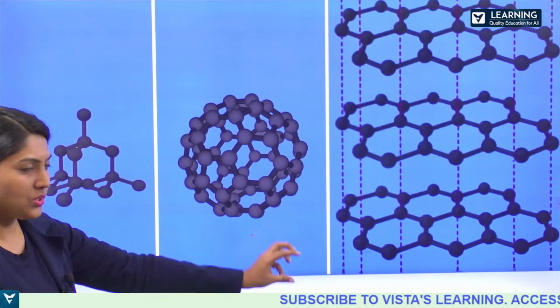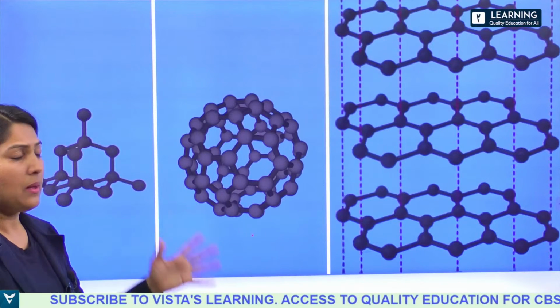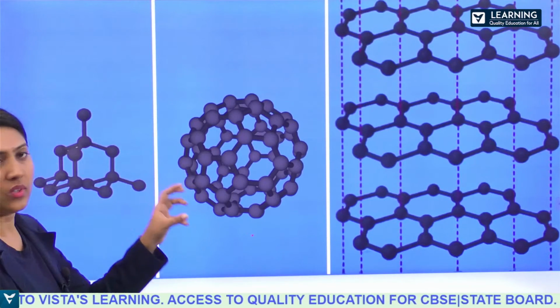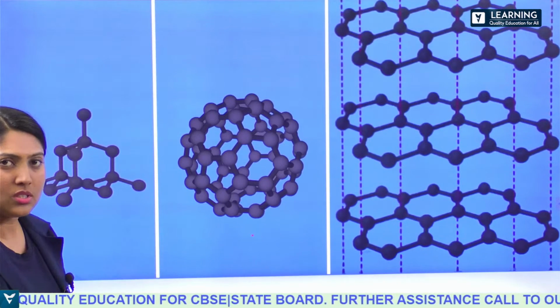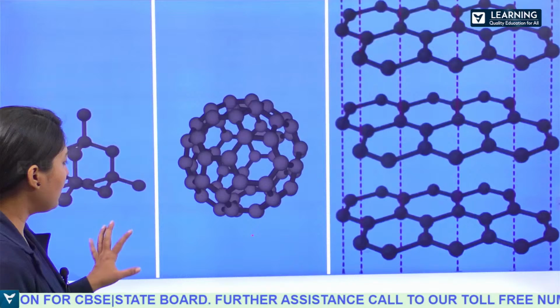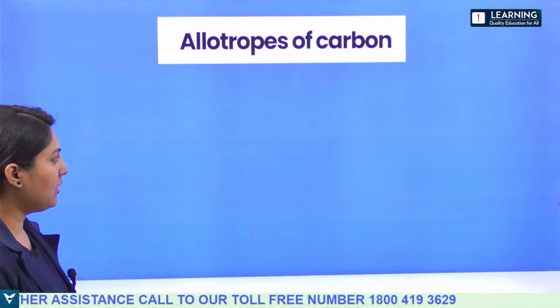Due to those structures, the bonding between each carbon differs. All are made up of only carbon atoms, but still their structures will be different due to the combination. They have different structures of bonding. Due to that, they have different physical properties.